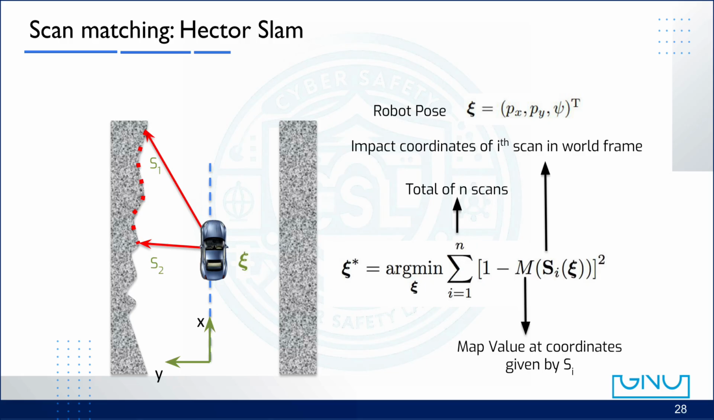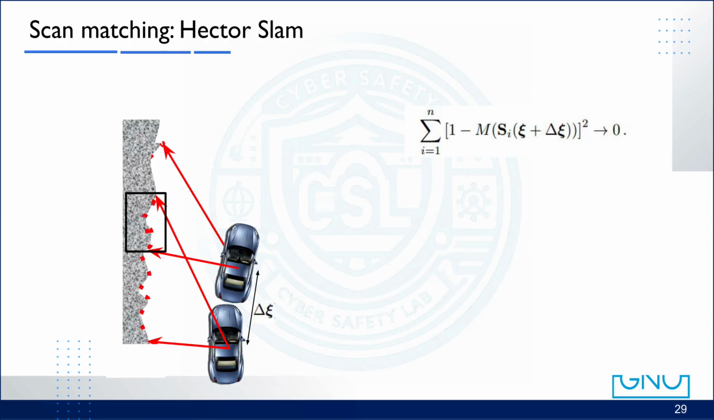The pose ξ at the current time can also be written as the previous pose plus a small change in pose. By rewriting the expression this way, the optimization problem becomes a function of this pose change. This helps us directly estimate how much the robot moved between scans. Our goal is to find a Δξ that brings this value as close to 0 as possible. To solve this optimization efficiently, Hector SLAM applies a first-order Taylor expansion to the map function M. This linearization makes the equation easier to handle while keeping enough accuracy for small pose changes.